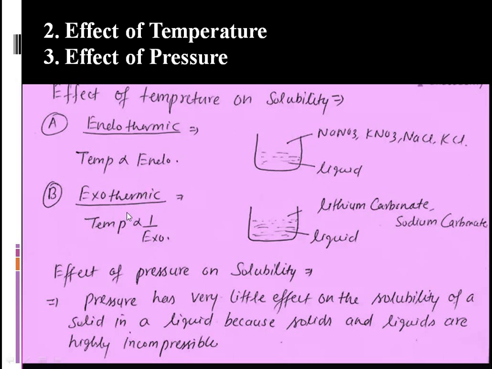And for exothermic reactions, this dependence is inverse. If we increase the temperature, the solubility decreases. If we decrease the temperature, solubility increases for these types of solutes. Now moving to the third factor, the effect of pressure. Pressure has very little effect on the solubility of a solid in a liquid, because solids and liquids are not highly compressible. They have a small amount of gap present in a solid in liquid type solution. So pressure affects solid in liquid solutions very little.